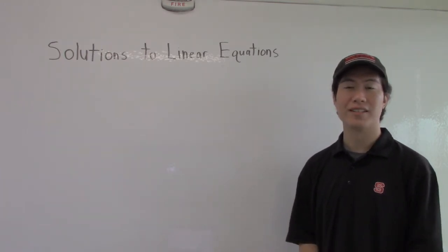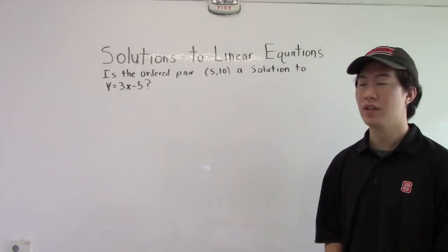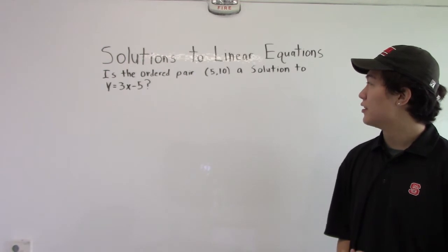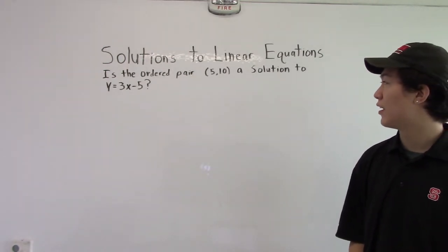Alright, now let's get started with our first example. The question at hand is: is the ordered pair (5, 10) a solution to y equals 3x minus 5?